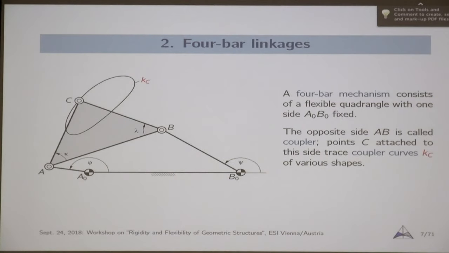I'm beginning with a four-bar linkage. A four-bar linkage consists of a quadrilateral. We have revolute joints at the vertices. It is in the plane. One side is fixed, the opposite side is called the coupler, and if we attach a point to this coupler, then this point traces a certain curve, which is called the coupler curve.